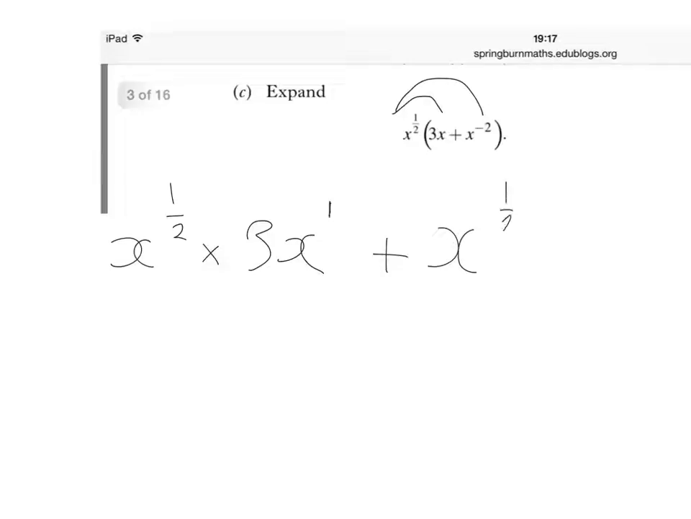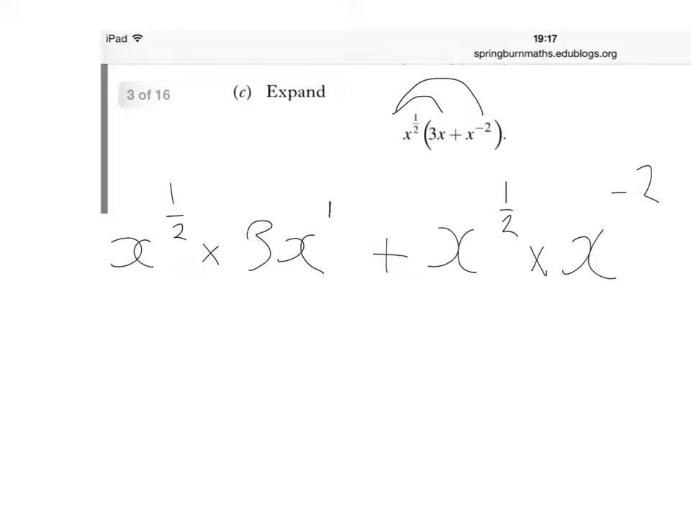Section 28, example 1. Expand x to the half bracket 3x plus x to the minus 2. Right, so this is indices. So remember, for indices, when you multiply, you add the powers. So I'm going to first of all expand that out by multiplying that by that, and then that by that. So I've got x to the half times 3x. Now remember that if you can't see the power there, the power is 1, plus x to the half times x to the minus 2.